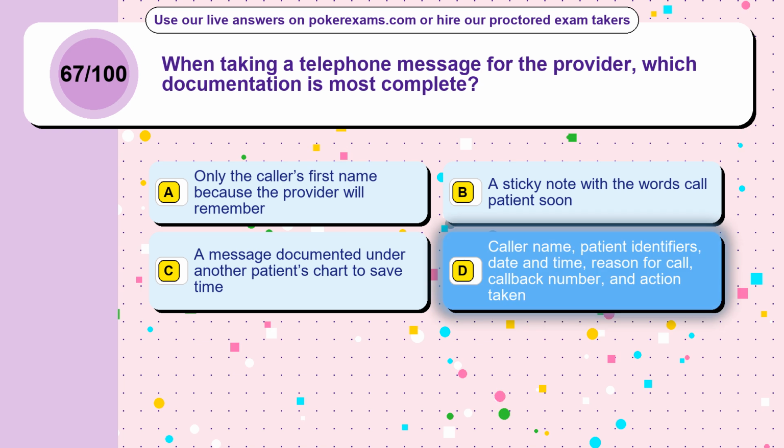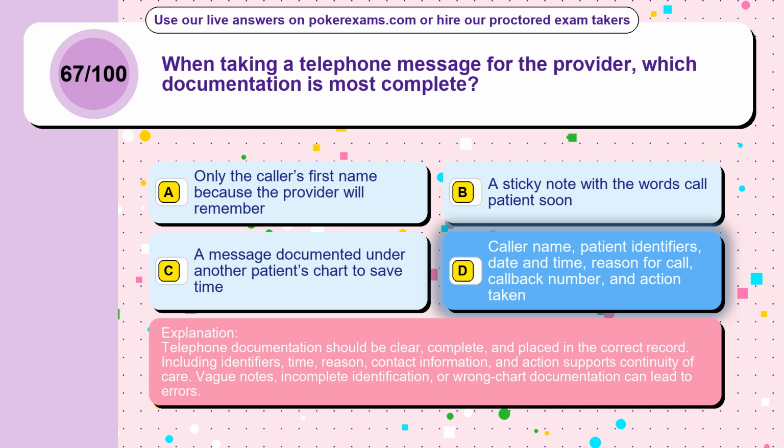The correct answer is option D. Caller name, patient identifiers, date and time, reason for call, callback number, and action taken. Telephone documentation should be clear, complete, and placed in the correct record, including identifiers, time, reason, contact information, and action. This supports continuity of care. Vague notes, incomplete identification, or wrong chart documentation can lead to errors.